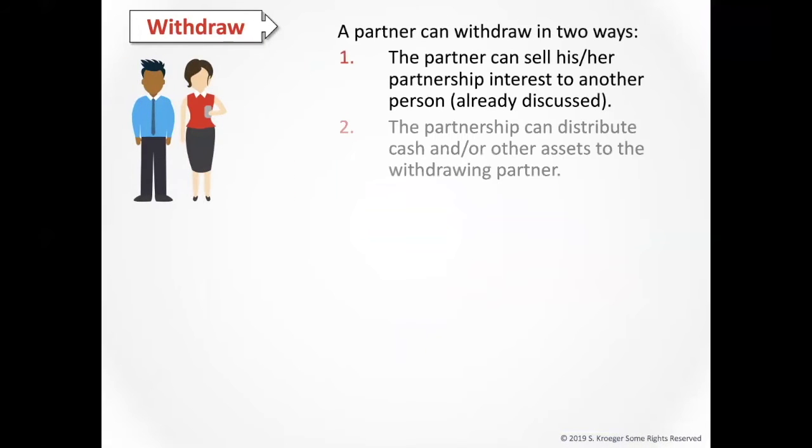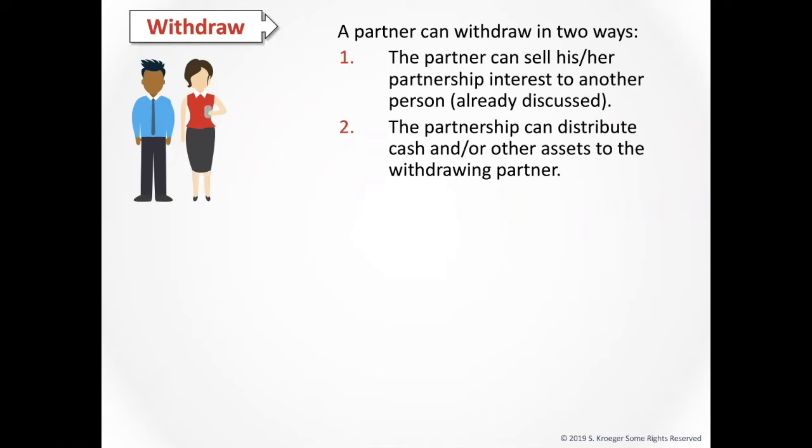Next, we're going to discuss withdrawing a partner from the business. There are two ways to withdraw a partner. The first way we have already discussed. This is when a new partner comes in to replace the withdrawing partner. The second way is when the partnership distributes cash or assets to the partner that's withdrawn.